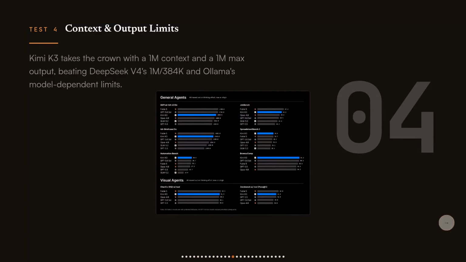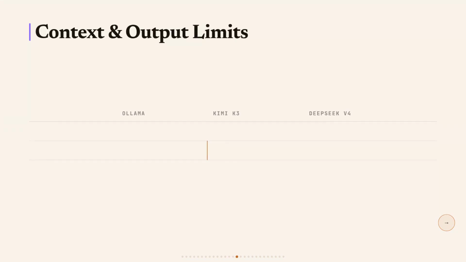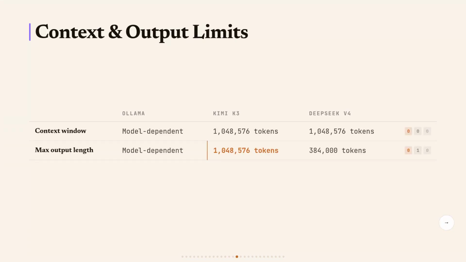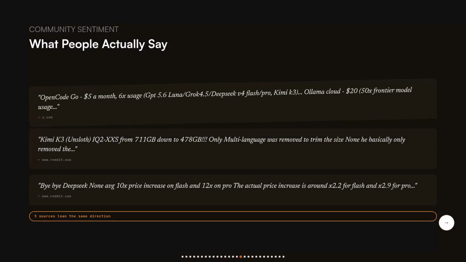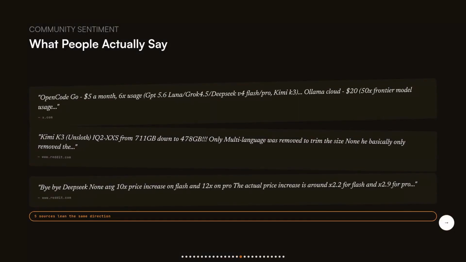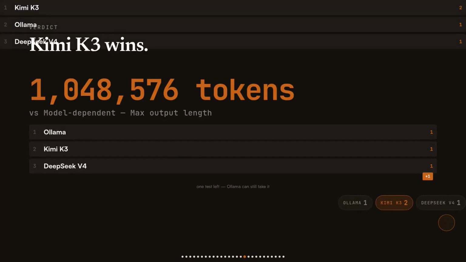Next up is context and output limits, the test that quietly decides whether the rest of this comparison even matters. On context and output limits, Kimi K3 pulled clearly ahead once the workload got real. There is a real caveat on context and output limits worth naming before we score it. So Kimi K3 takes context and output limits, and the scoreboard shifts its way.